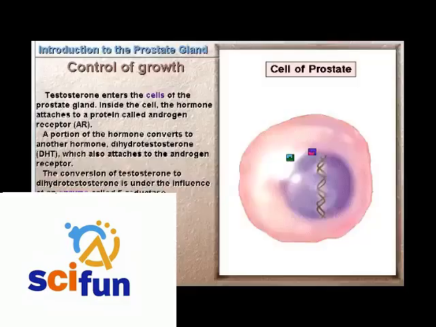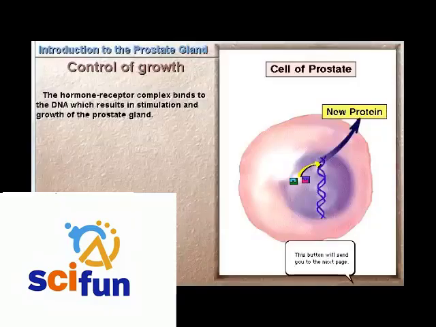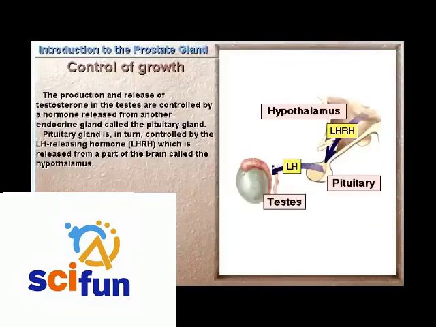Inside the cell, the hormone attaches to a protein called androgen receptor, AR. A portion of the hormone converts to another hormone, dihydrotestosterone, DHT, which also attaches to the androgen receptor. The conversion of testosterone to dihydrotestosterone is under the influence of an enzyme called 5-alpha reductase. The hormone receptor complex binds the DNA, which results in stimulation and growth of the prostate.